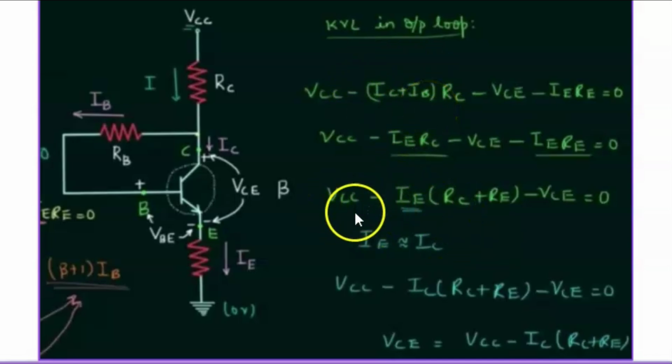After this we are going to have our equation as VCC minus IE times (RC plus RE) minus VC equal to 0. Now we know that IE is approximately equal to IC, so we can replace IE by IC and from here we can get the value of VC as VCC minus IC times (RC plus RE).